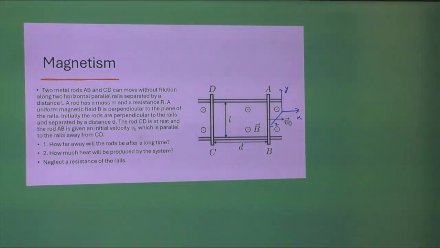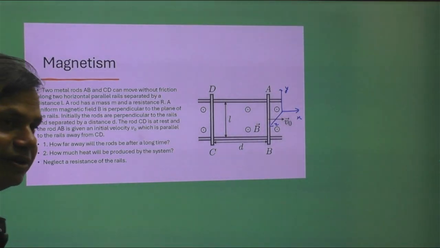How far will the rods be after a long time? That means t tends to infinity. So how far away will the rods be after a long time? And how much heat will be produced by the system? Neglect the resistance of the rails. This is a good line, I really like this line.